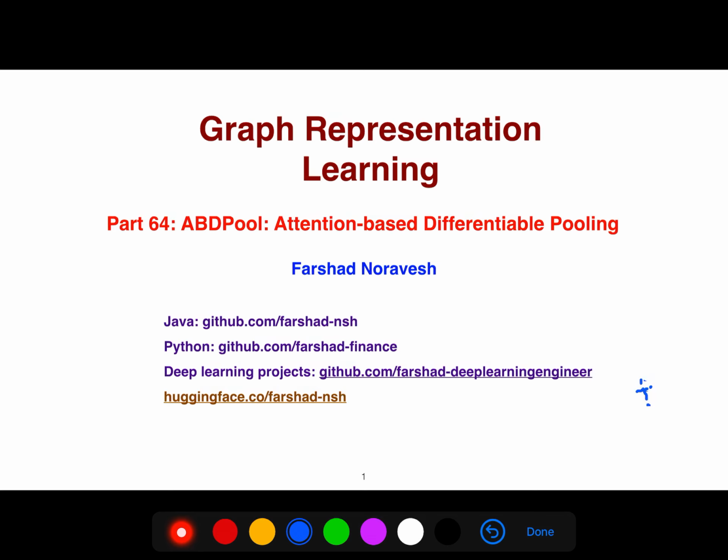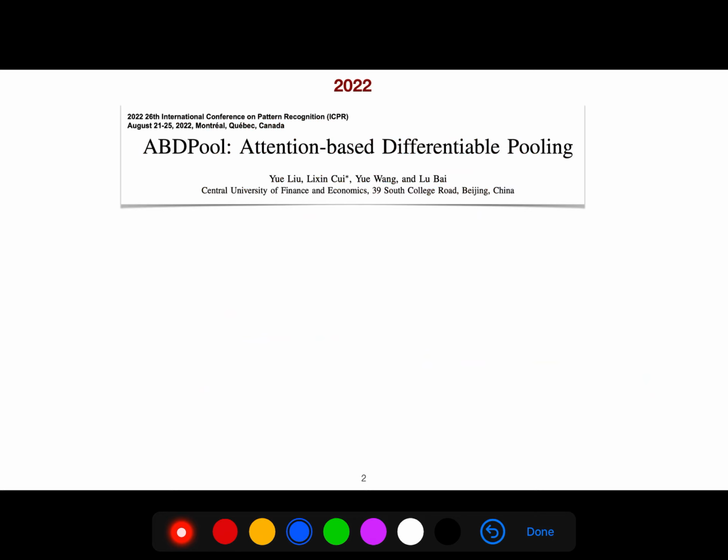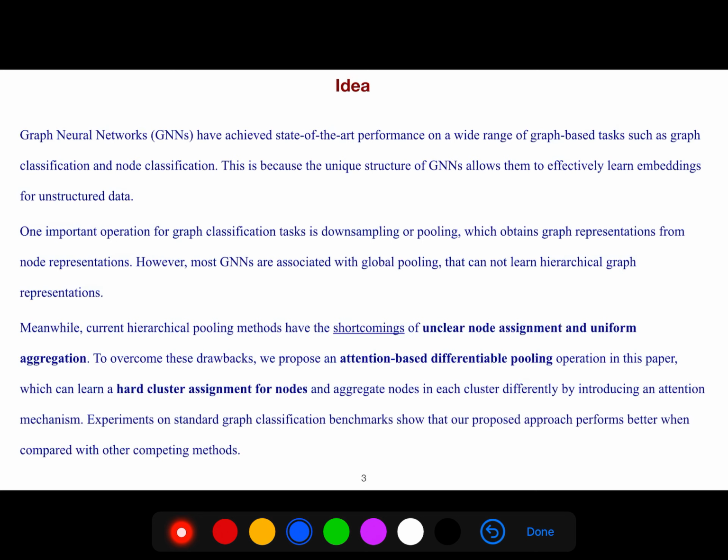Alright, so today I'm going to be explaining another important article with the title ABDPool, Attention-Based Differentiable Pooling. This ICPR paper in 2022. Graph neural networks have achieved state-of-the-art performance in a wide range of graph-based tasks such as graph classification and node classification. This is because the unique structure of GNNs allows them to effectively learn embeddings for unstructured data.